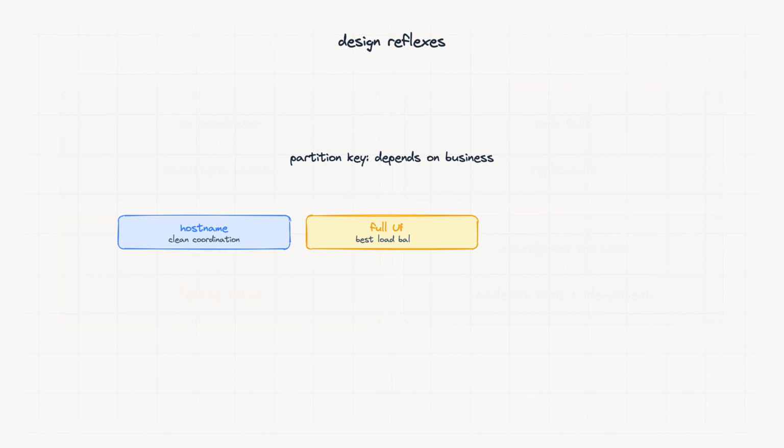One more thing. A lot of these design decisions, like which key to partition by, don't have a single right answer. Hostname gives you clean coordination. Full URL gives you better load balance. Geography gives you lower fetch latency. It depends on what the business actually needs. In an interview, the move is to reason through the trade-offs out loud. The interviewer wants to see you think, not recite an answer.